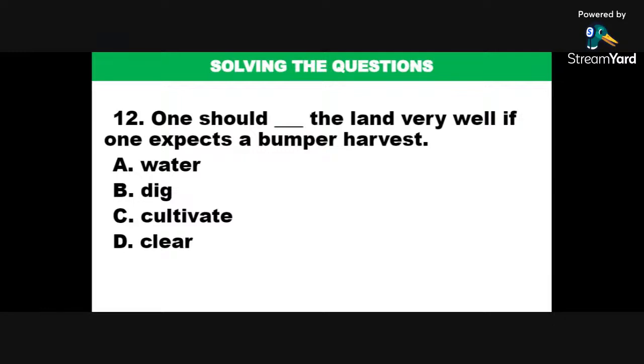And also collocation, because you cannot say water the land. You may say dig the land, but not in this context. All right, so cultivate is the appropriate option because you can cultivate the land. To cultivate the land is to till the land or to plow the land. That's the language of agriculture. So the answer is C, cultivate.